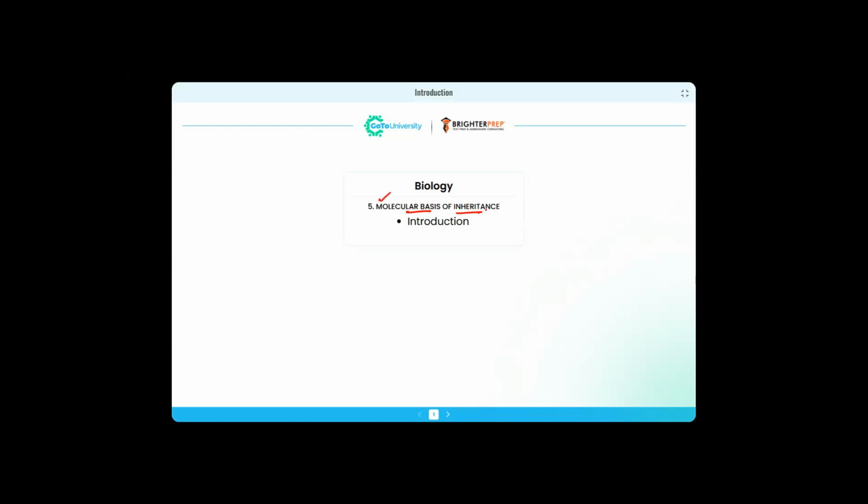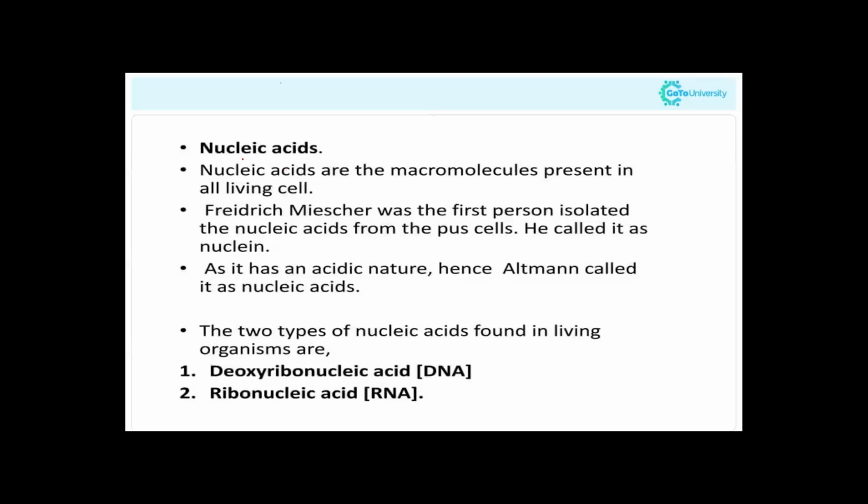So what exactly causes the inheritance or the transmittance of characters from parent to progeny? What is it that carries these characters from a parent to progeny? The answer is DNA, that is the genetic material. So what is DNA? DNA is a nucleic acid. Nucleic acids are macromolecules or biomolecules which are present in living cells.